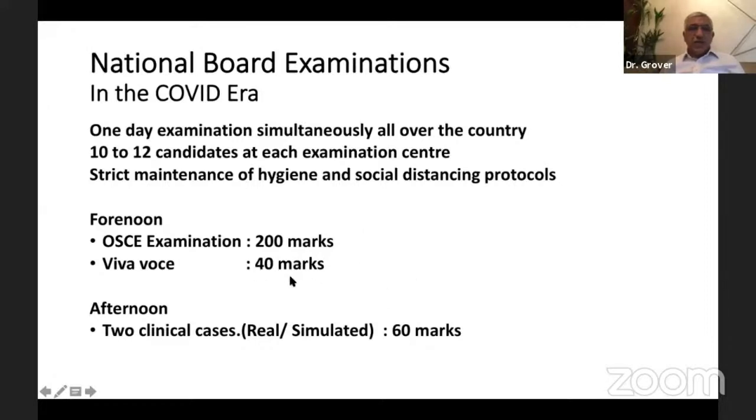You'll also have a viva voce, which will again be divided into 4 different areas: anterior segment, posterior segment, neuro, squint, pediatric ophthalmology, and so on. And there will be 2 clinical cases, which may be real or simulated, or done on mannequins. Your examination skills may be checked, and so on. That will be 60 marks. So you need to get 150 marks to pass.